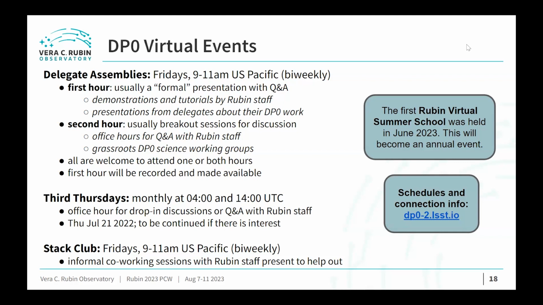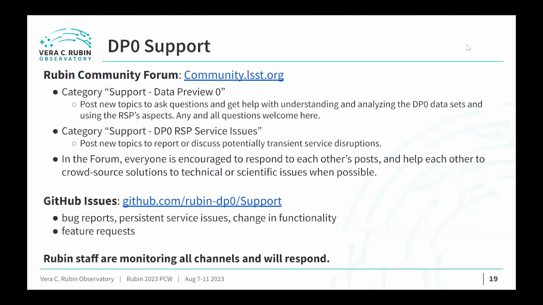And next Friday, Friday, August 18th, is a delegate assembly day, and that will be the first one on DP0.3. So if you're interested in the solar system data products, we're going to give an overview. You're going to get it today from Mario anyway, but you could get another one next Friday. What to do when you run into problems with your work.